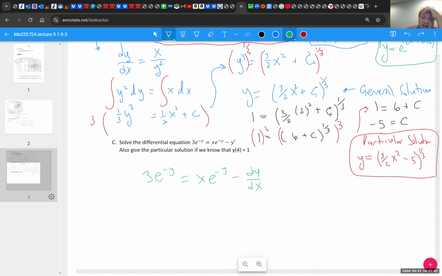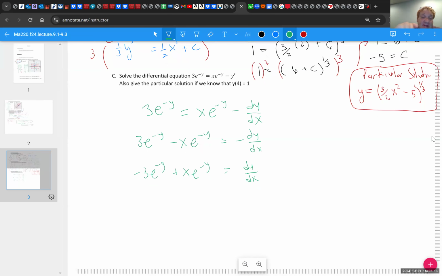So maybe I can write this as 3e to the negative y minus x e to the negative y equals negative dy/dx. Or maybe you move the dy/dx to the other side and make it positive and make these other guys negative. It doesn't really matter, right? You could have done -3 e to the negative y plus x e to the negative y. It doesn't really matter. You just have to sort of get those separate a little bit.